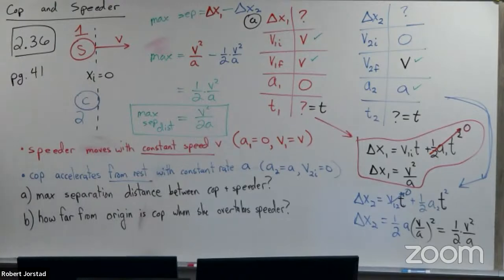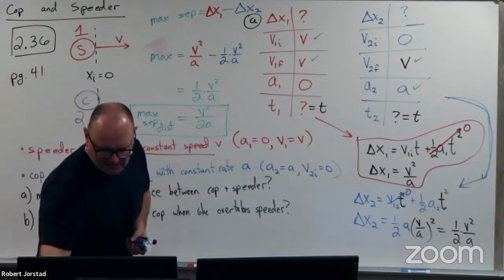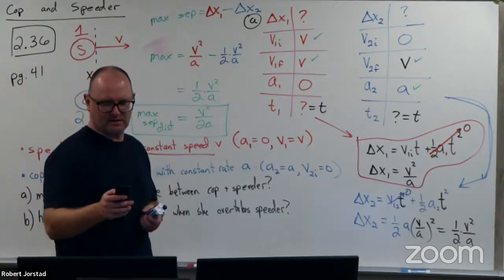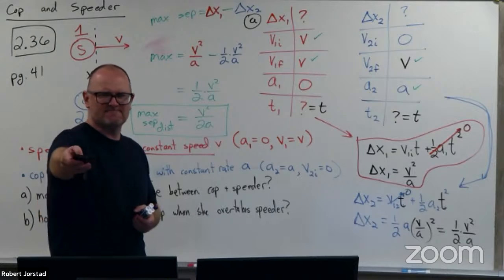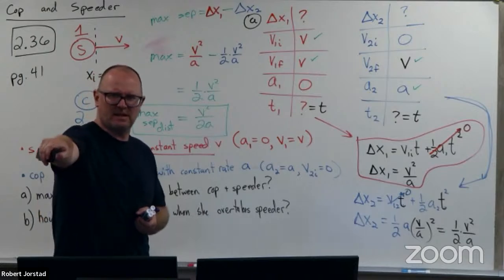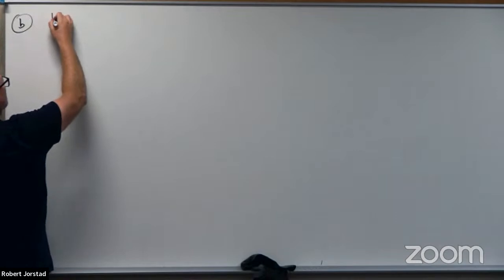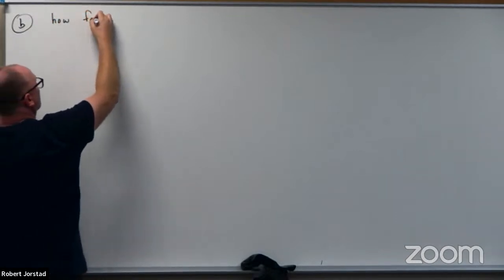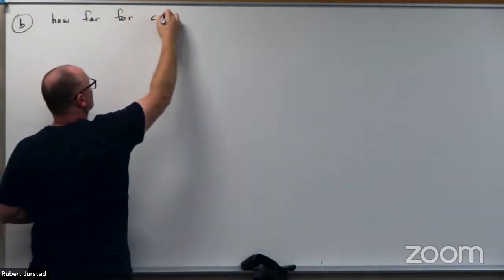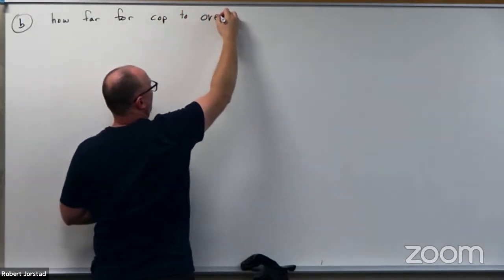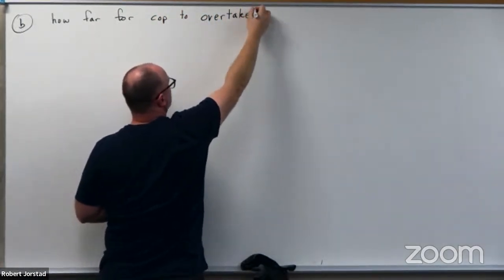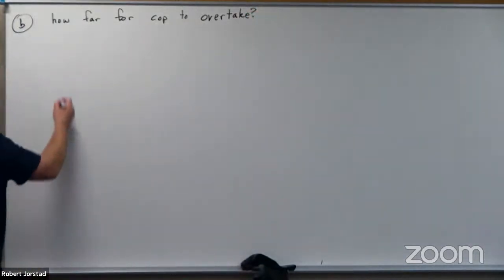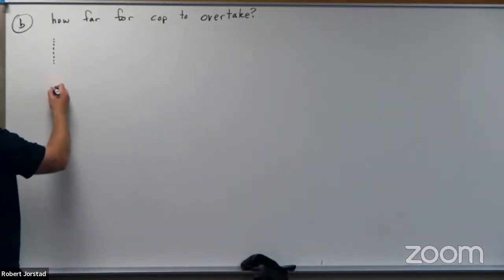Well, now we can go back and do the other problem, and where this gets interesting, I need to go to the other whiteboard. Let's go to here. Part B. It was something about how far to go before the cop overtakes. Something like that. So I'm going to redraw a picture and start over.